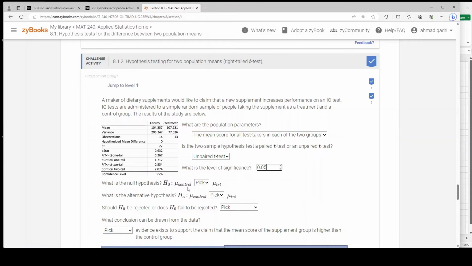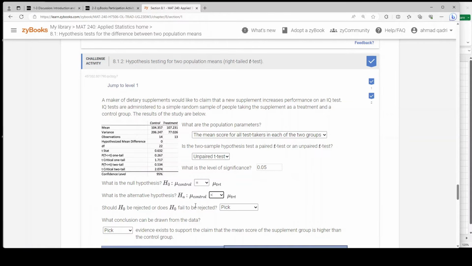What is the null hypothesis? Well, the null hypothesis is that the mean for the control group equals the mean for the treatment group. So that's always the case. The null hypothesis involves the equal sign. And the alternative hypothesis. So the claim here is that the supplement increases performance on an IQ test. So what that means is that the treatment group mean will be greater than the control group. Or in other words, the mean for the control group will be less than the mean for the treatment group. So this would be the alternative hypothesis.